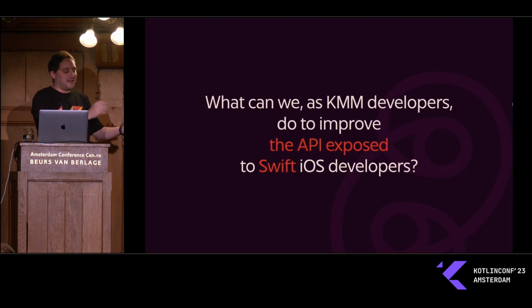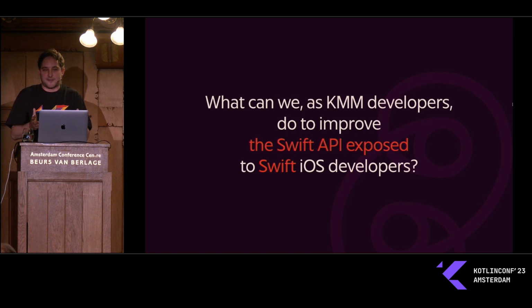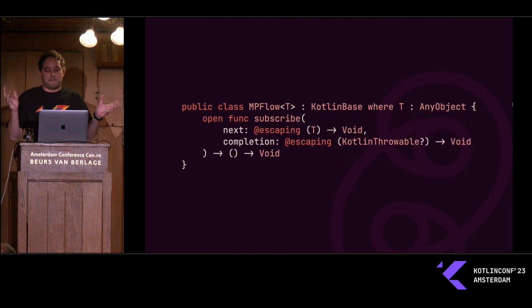So let's go back once again to our first question. What can we, as KMM developers, do to improve the API exposed to Swift developers? And I want to go further. What can we do to improve the Swift API exposed to iOS developers? Remember, at the beginning of my talk, I talked about this class, the MPFlow, which translates to this in Swift, okay? It's a way to expose a flow to iOS developers.